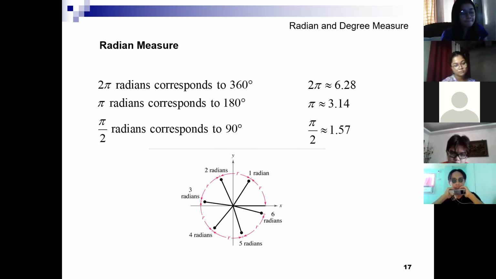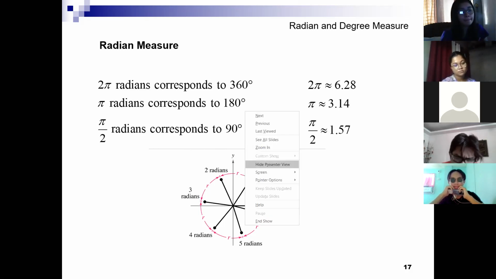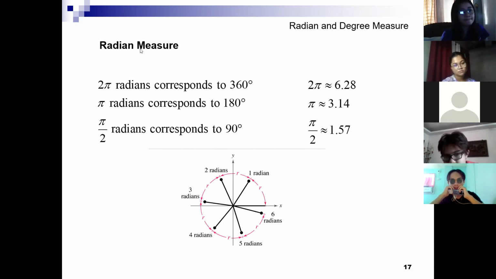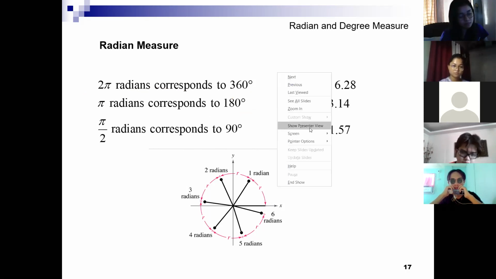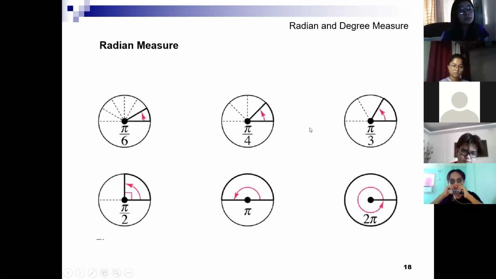Or pi over 2 radians is equal to 90 degrees. Which then proves, or which then we can use the middlemost value, which I think the one that I presented in your module as a solution. We'll use this conversion to solve problems on converting degrees to radians or radians to degrees. As in the case of how big the value is, we'll just have to use that one.